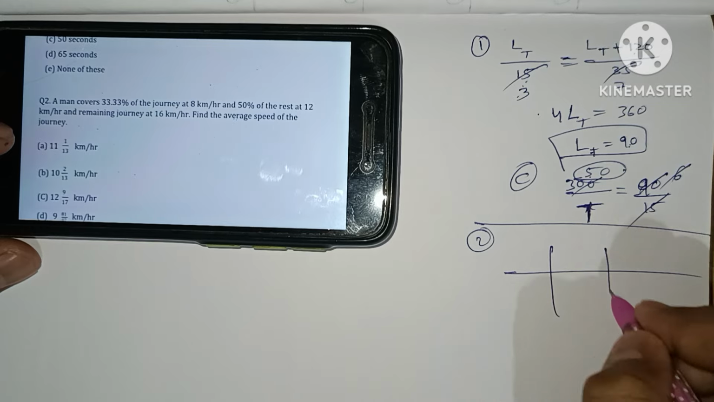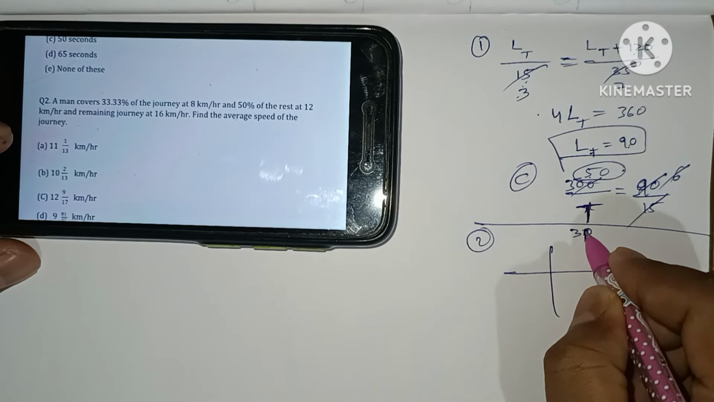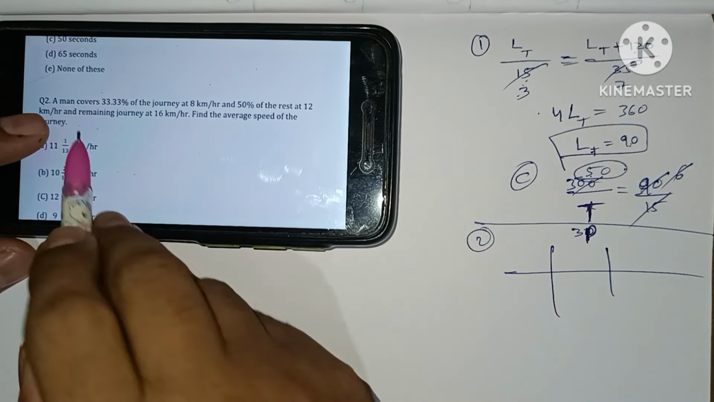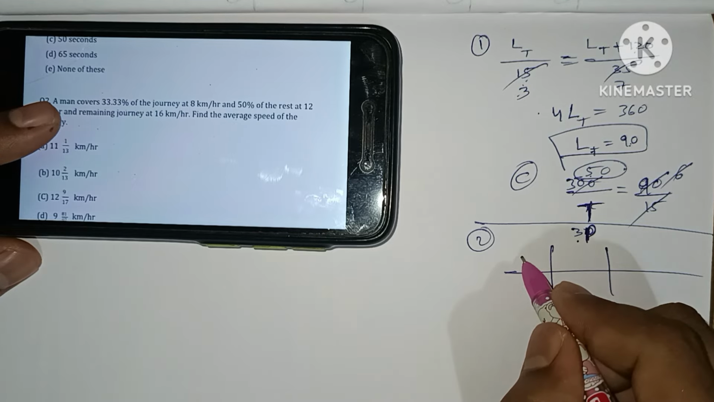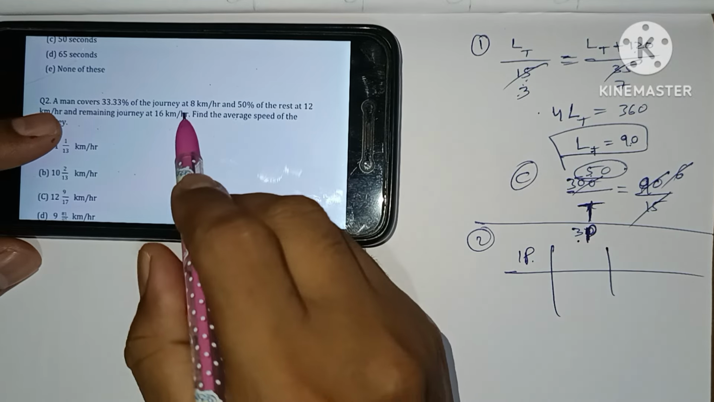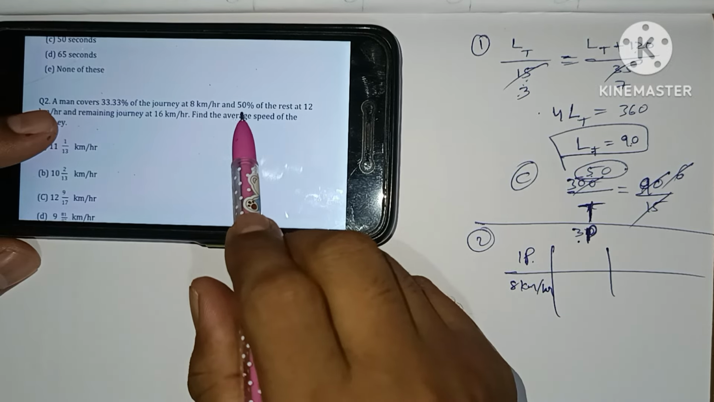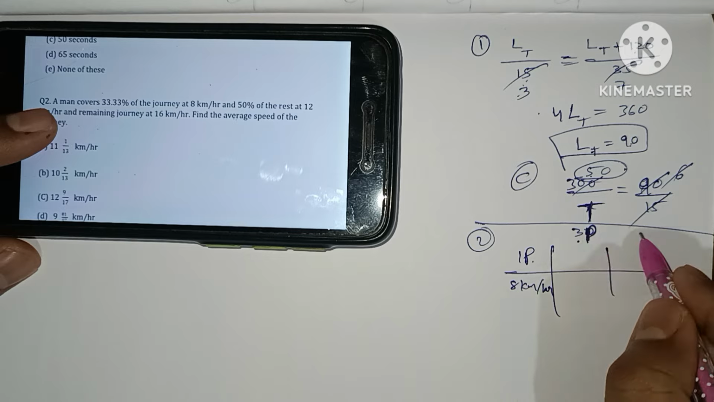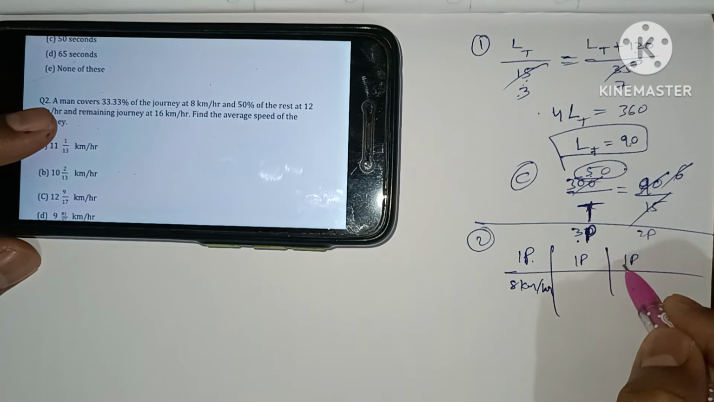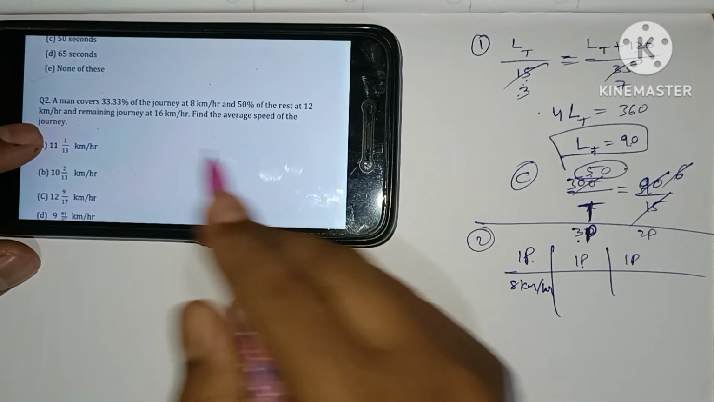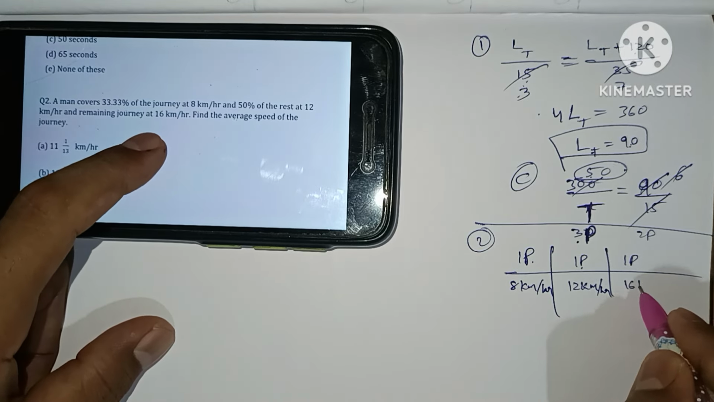Given that, let's take the total distance be 3p, or 3 parts. It is said that 33.33% of journey means one third of journey. One third of journey means one part. One part of journey with 8 kilometers per hour speed. Next, 50% of the rest means we are left with 2p. 50% of this will be 1p and the remaining is 1p. This 1p he traveled at 12 kilometers per hour. The remaining at 16 kilometers per hour.